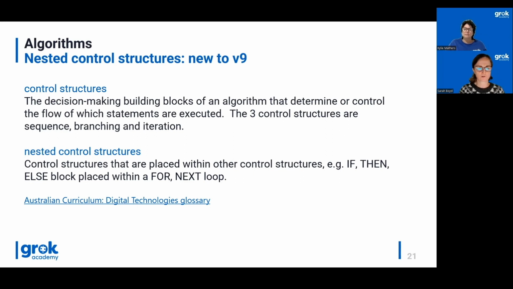Nested control structures are when you place one of these control structures inside another one in your sequence. So for example, you might have an if-then statement placed inside a for next loop. In this presentation today, we're going to focus on how we implement them rather than the designing of the algorithm side of it that we did last week.